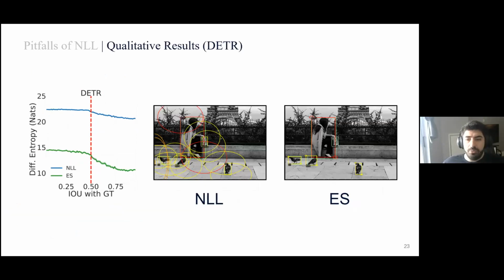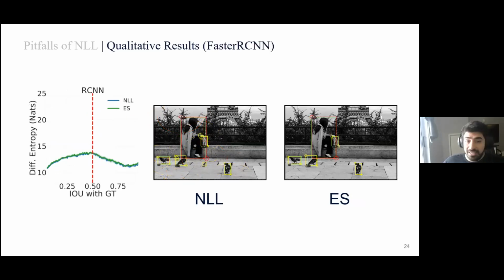We verify this visually. We plot the results from DETR trained with negative log likelihood and DETR trained with the energy score. Here, I'm not sure if you can see this, but the green boxes are the ground truth. Our mean estimates almost overlap with the ground truth. However, the negative log likelihood still predicts very high entropy distributions when used with DETR. When used with RCNN, this is not the case. We want to understand why this is happening, so we dig deeper.